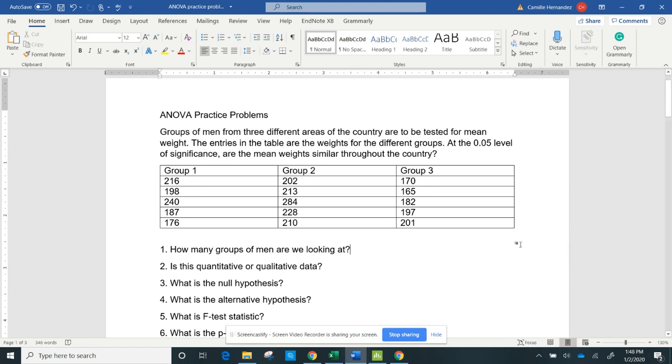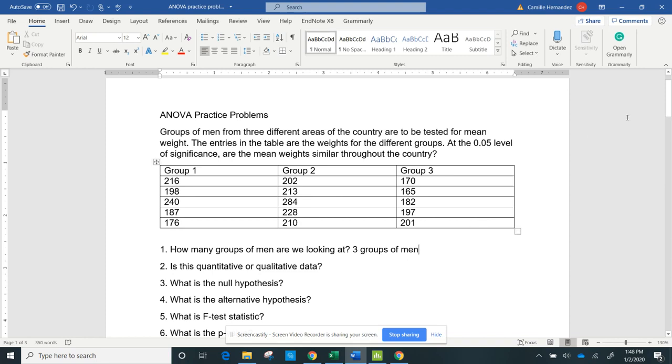All right. First question is, how many groups of men are we looking at? So it shows here we have group 1, group 2, group 3. So we have 3 groups of men. Why is that important? It's important because what an ANOVA does is it takes different groups and compares their averages together. So for group 1, we have their mean weights, and another way to say that is average weights. For group 2, we have their mean weights, and group 3, they have their mean weights. So they're going to average all these together by group and compare them.